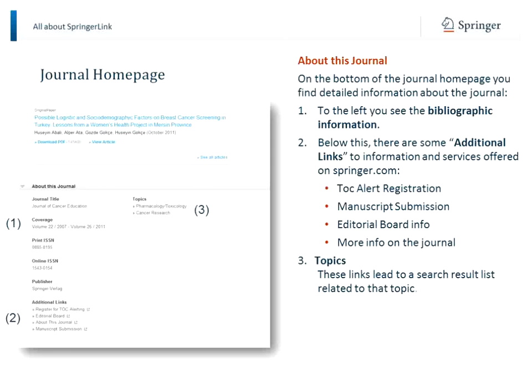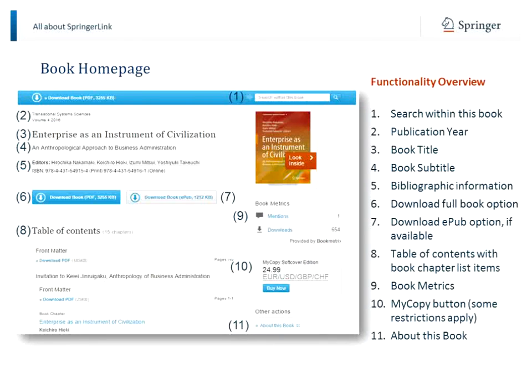So moving on to talk about books, you'll see the option again at the top in the blue bar to search within the book. You'll note the publication year, the book title, the bibliographic information, and here in the middle of the page you see the option to download the full book. In some cases there's also an option to download this as an EPUB file, but the majority of the books on Springerlink are available as PDF.